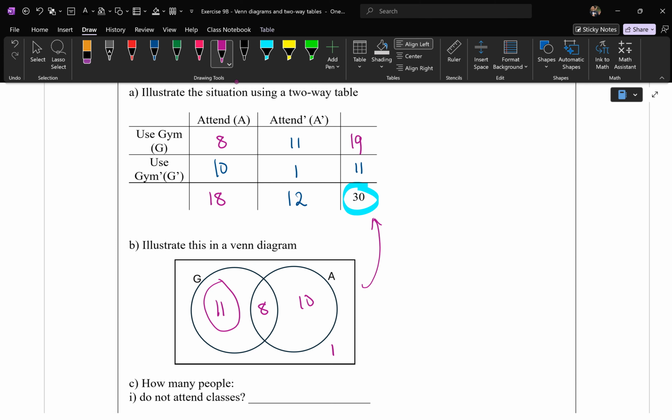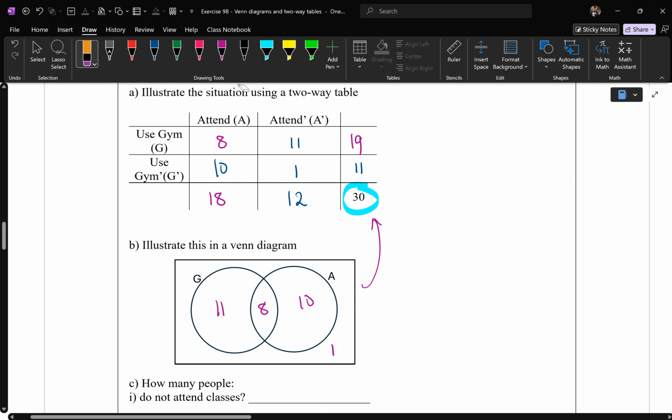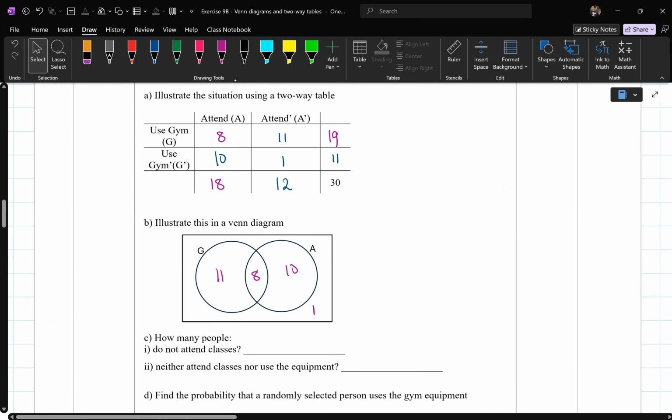11 plus 8 is 19. 19 plus 10 is 29. And 29 plus 1 gives you 30. Okay, so the Venn diagram is all done correctly.